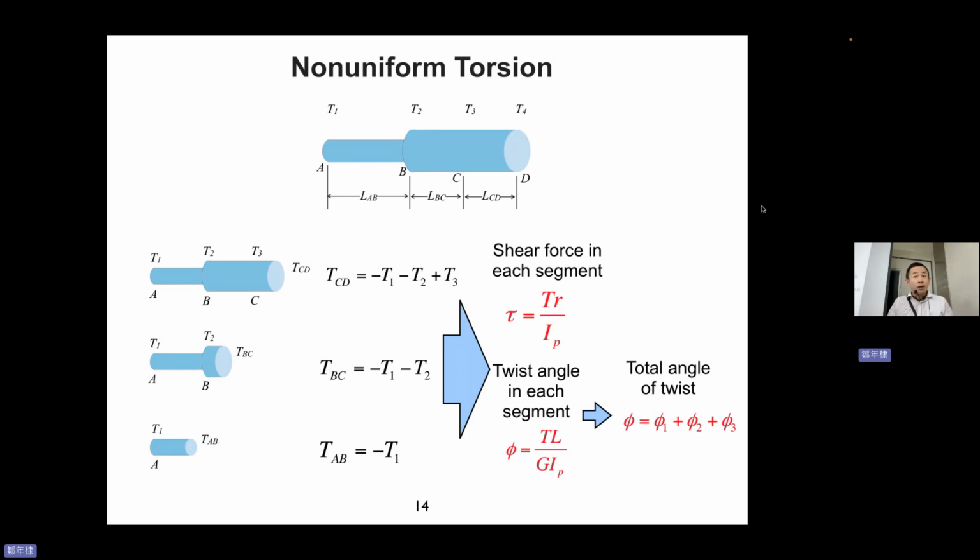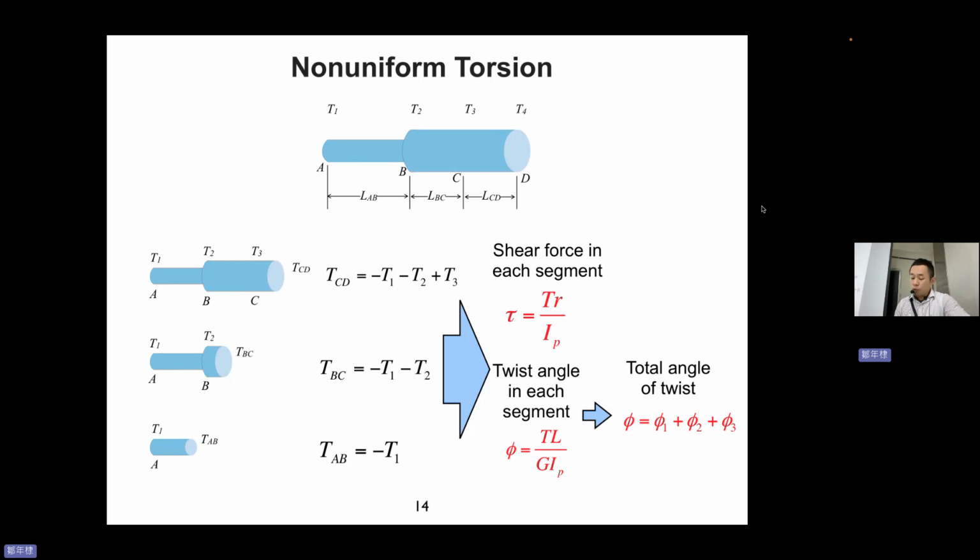So welcome to this course, and good morning, and thank you for coming. Next, I will talk about non-uniform torsion. In the previous few hours from yesterday, we talked about pure torsion, right? But now we talk about non-uniform torsion, which means that torsion may change, right?